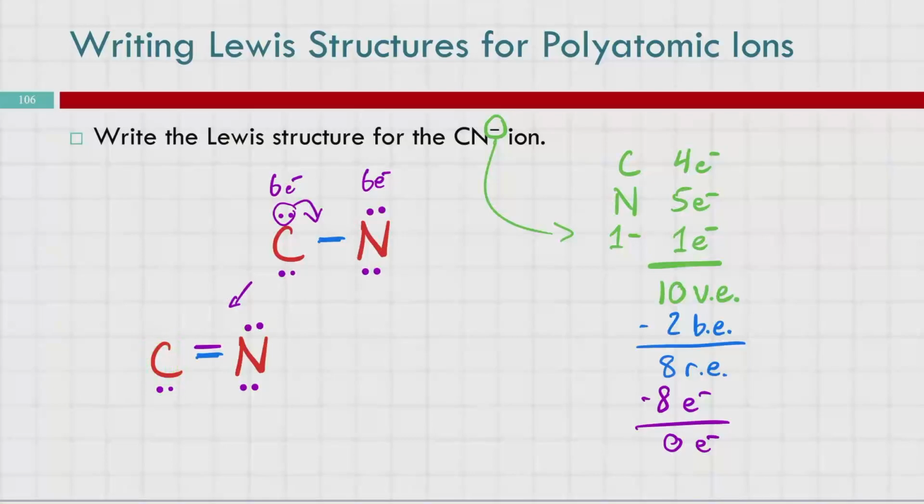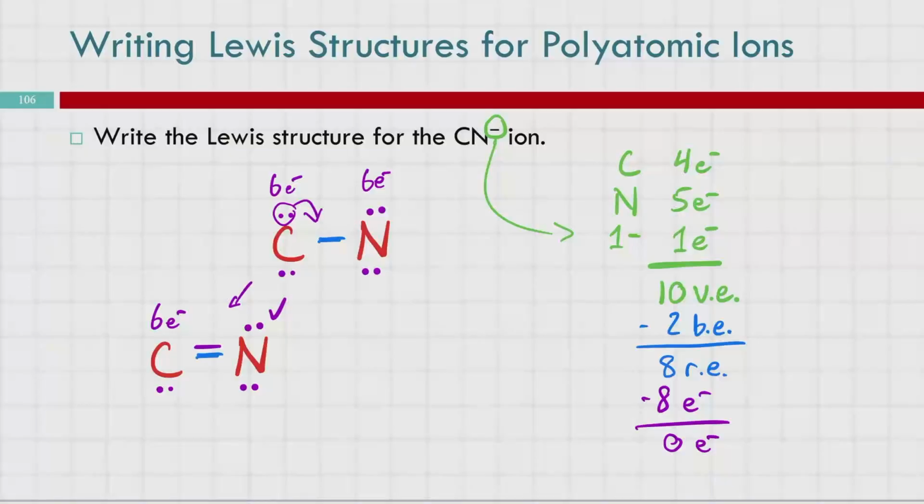Carbon has how many electrons counted toward its octet? It's got the 2 in the lone pair. It's got 4 in the bond, the double bond. So it's got 6. Nitrogen has 2 in each of its lone pairs, so 4, plus 4 more in the double bond. So nitrogen is actually good now.